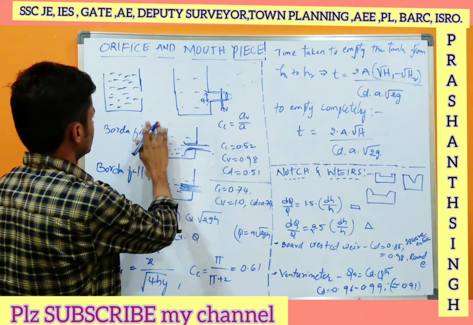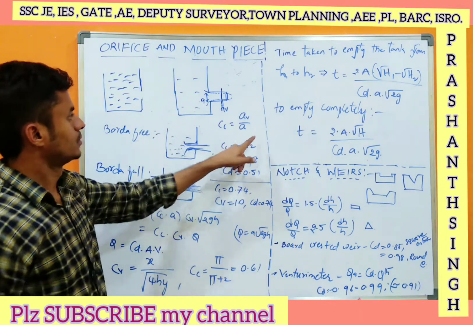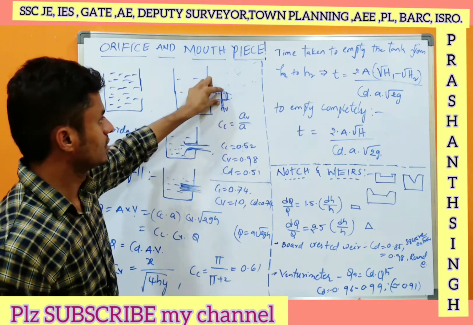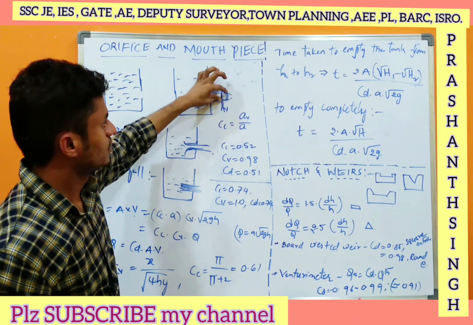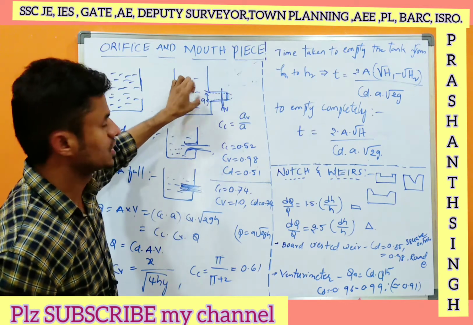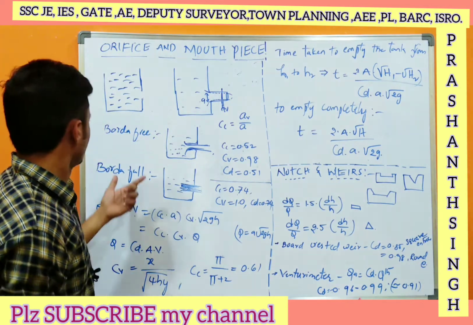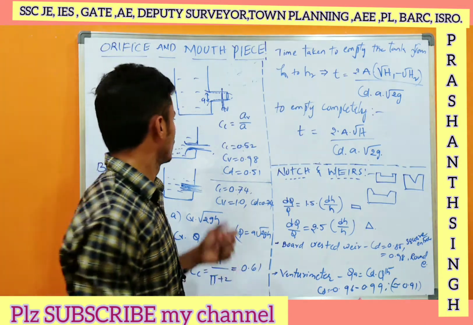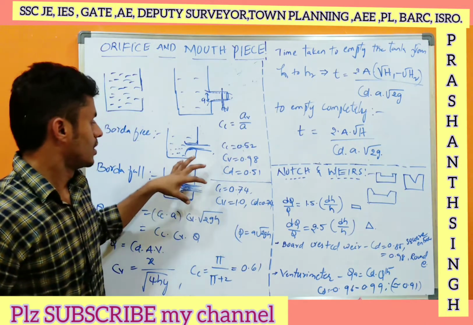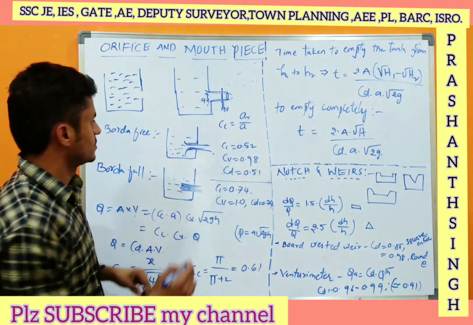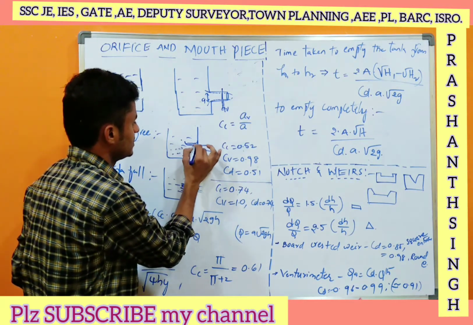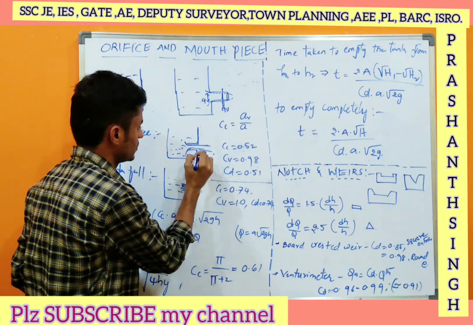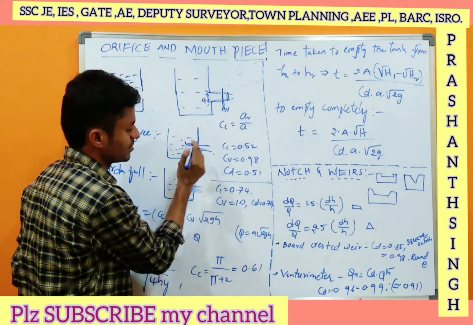Next one is coefficient of contraction equal to area or velocity at the contraction area by actual area. Okay. Next one is Borda free and Borda full. In the Borda free and Borda full, the difference is that the flowing water will not touch the sides of the wall. For example, sides of this figure. We have some gap here.